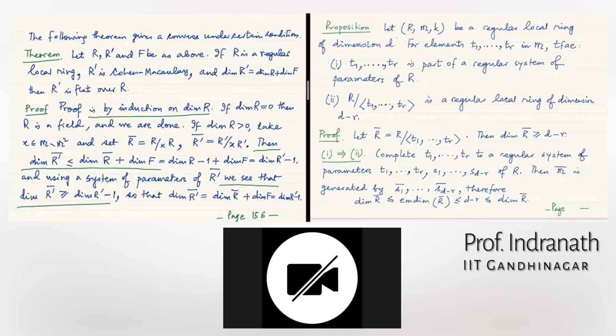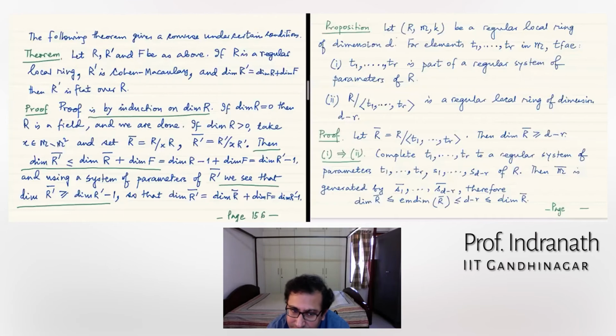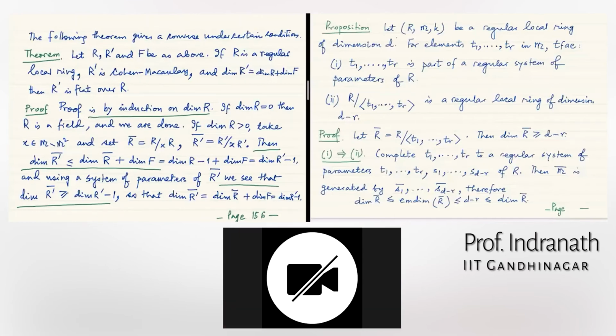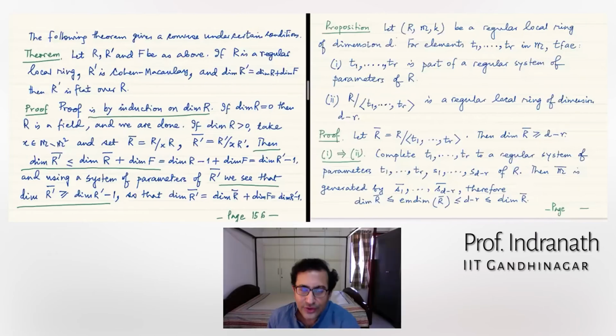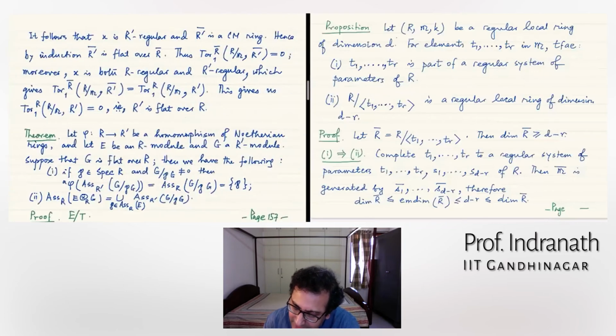Second one. You always have that. Second, it's like using that dimension can drop at most by 1. Yes. Very good. So therefore, clubbing these two together, you have exact equality: the dimension of R dash bar has dropped by 1. And then it follows that X is R dash regular and R dash bar is Cohen-Macaulay.